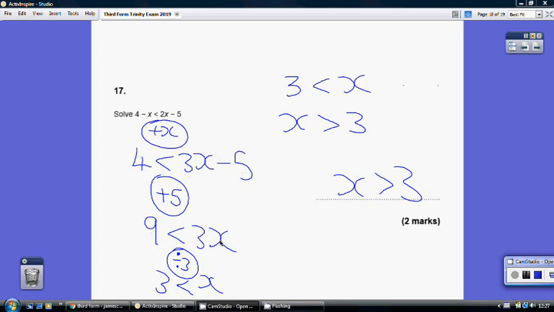And then to make x the subject, I'm going to divide both sides by 3 to undo this timesing by 3. So 3 is less than x. Now 3 is less than x, just sort of think of it as reading it from right to left. That's the same thing as x being greater than 3.